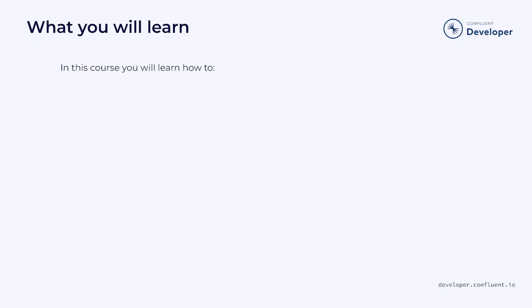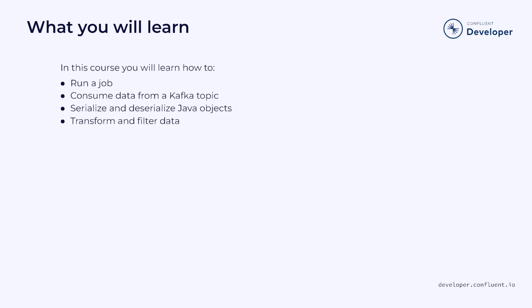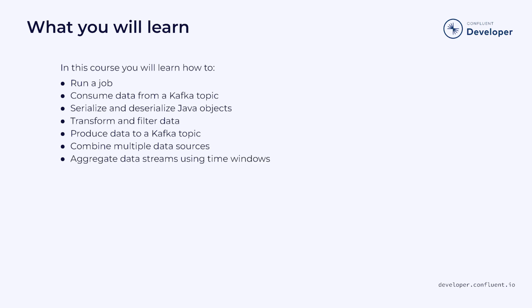Throughout this course, we'll be teaching you how to run a job, consume data from a Kafka topic, serialize and deserialize Java objects, or POJOs as they're often called, transform and filter data using a variety of operators, produce data to a Kafka topic, combine multiple incoming data sources, aggregate data streams using time windows, and manage stateful operations.